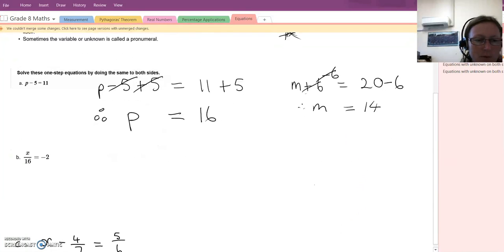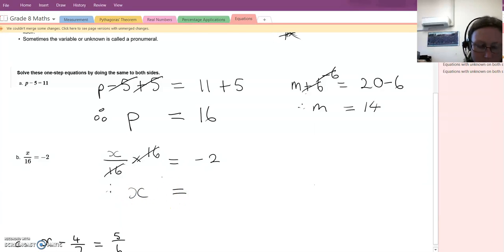Let's look at another example. x divided by 16 is equal to negative 2. So I want x on its own, and at the moment it's divided by 16. So to get x on its own, I do the opposite of dividing. Opposite of dividing is timesing. So if I times this side by 16, then I've got a 16 on the top, 16 on the bottom. They can cancel.